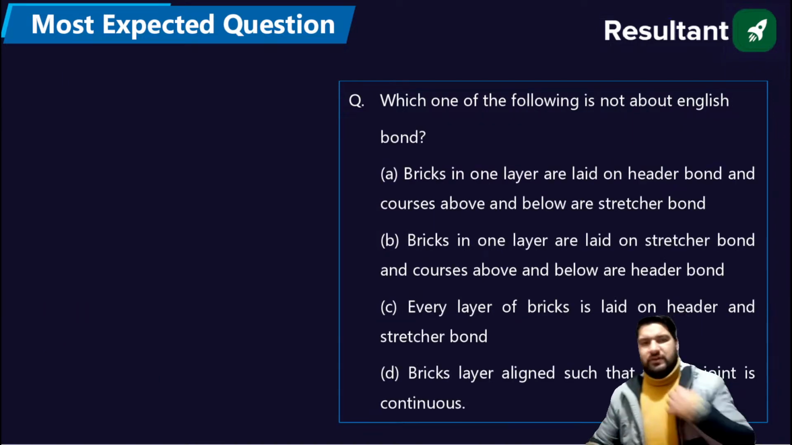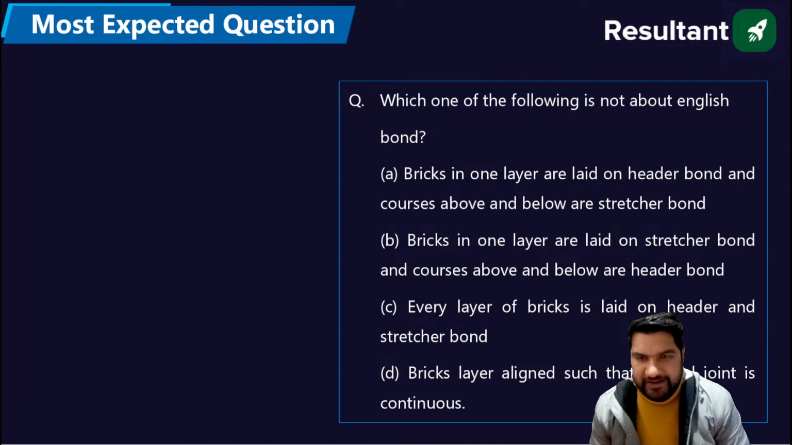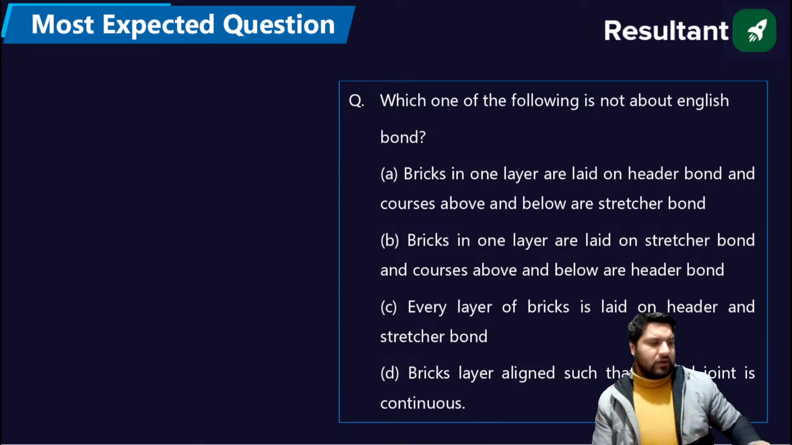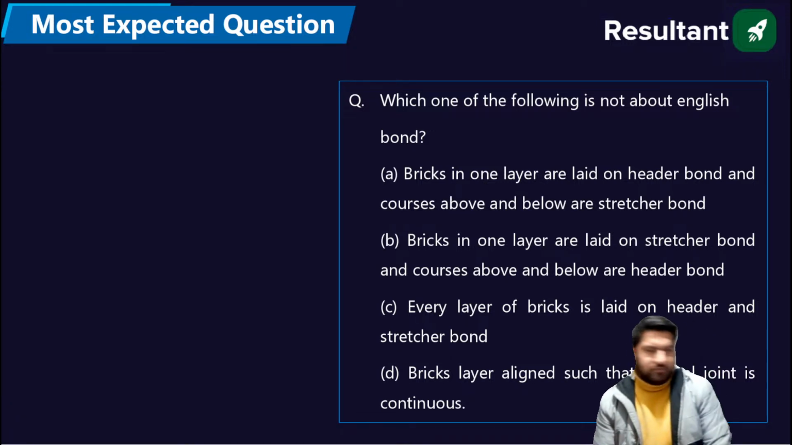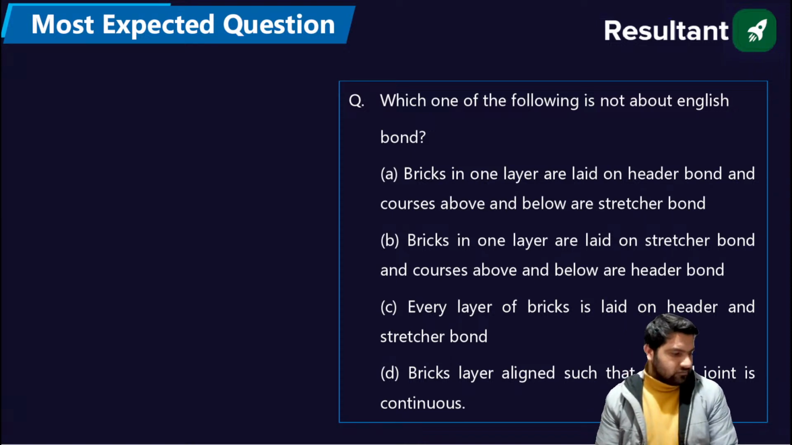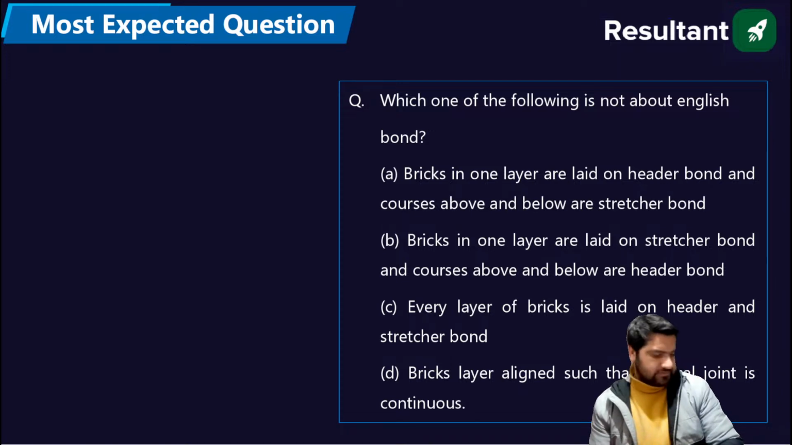Next question for you. Which of the following is not true about the English bond? You can write down the answer. There are two types usually, that is the English bond and the Flemish bond. You can write down the answer now. What is the answer, guys? Anyone?